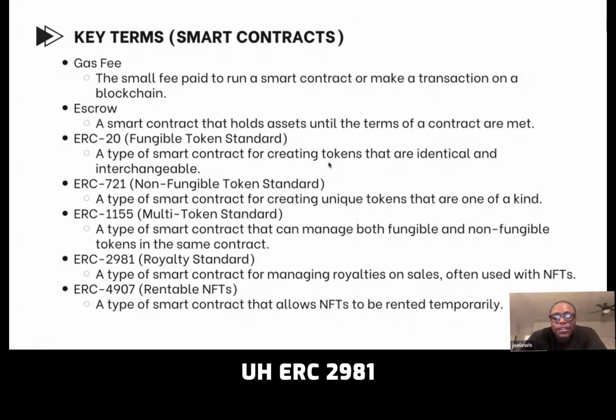ERC 2981 is the royalty contract. Think about the space growing over time: it has to serve different types of use cases outside of solely art, and even art has royalties, but music has royalties too. If you're an artist who makes a song and your song gets bought and sold on different platforms, this royalty standard allows the original creator of that smart contract to continue to get royalties paid on those additional sales. And that's baked into the smart contract as well.